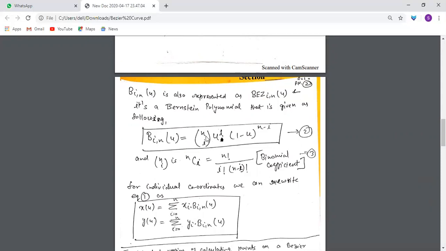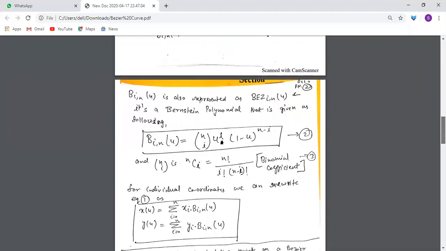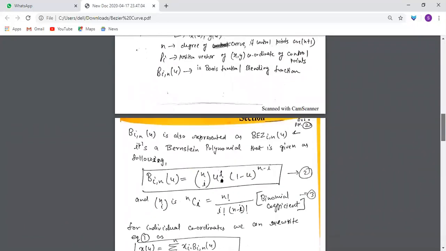Okay, where n choose i is equal to factorial n upon factorial i multiplied by factorial n minus i. So we already know what a binomial coefficient is. So there are so many equations you can see.